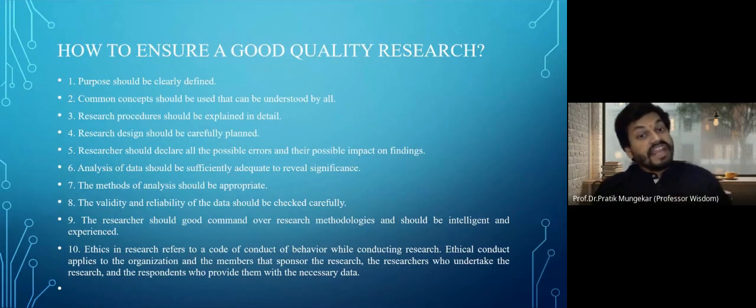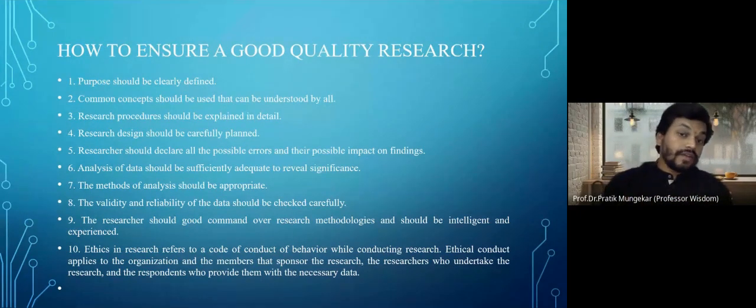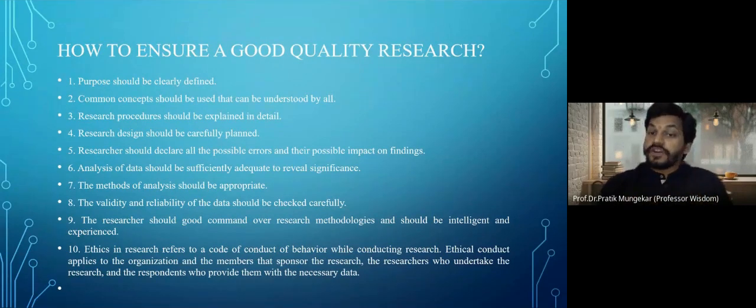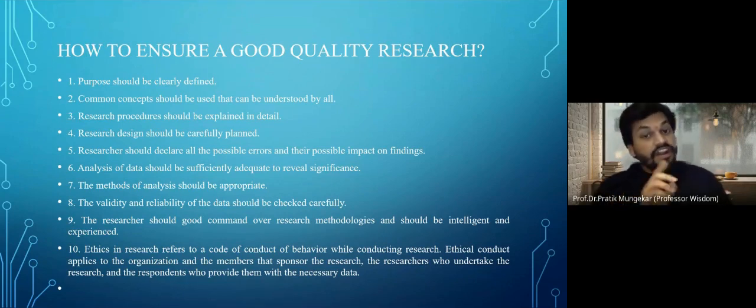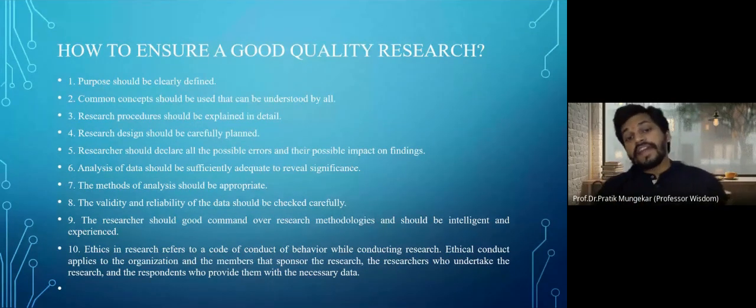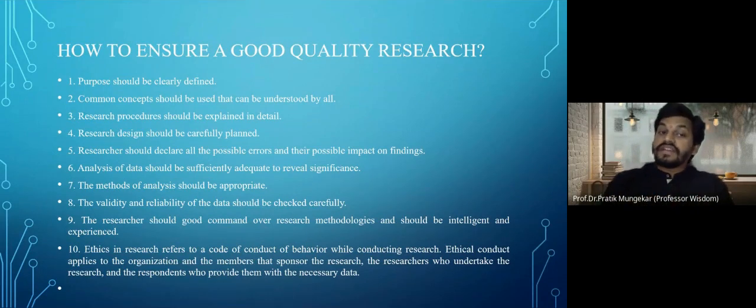And point number 8, the validity and reliability of the data, as I discussed earlier, should be checked carefully. Point number 9, the researcher should have good command over research methodologies and should be intelligent and experienced. And the last point, ethics in research refers to a code of conduct of behavior while conducting research. Ethical conduct applies to the organization and the members that sponsor the research, the researchers who undertake the research, and the respondents who provide the necessary data. So these are the points to ensure good quality research.